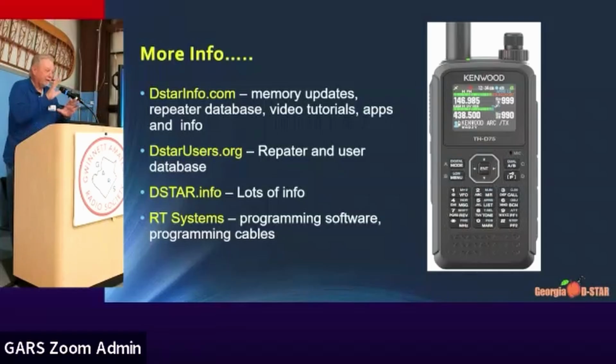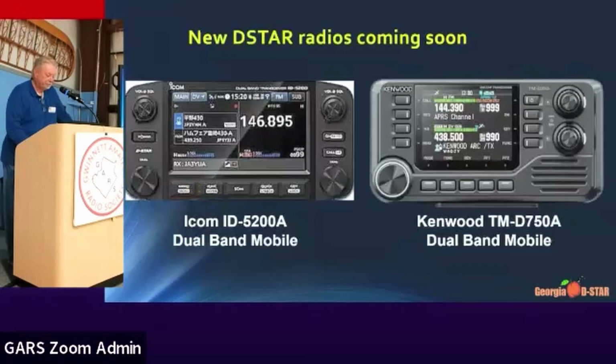It explains the DR mode because that's been around for a while, and how to update repeaters, etc. So that's a source, because you're not going to get everything tonight. I'm feeding you with a fire hose, right? That's always the case. There are some other sites also: dstarusers.org, dstar.info, and RT Systems. Those are good resources as well.